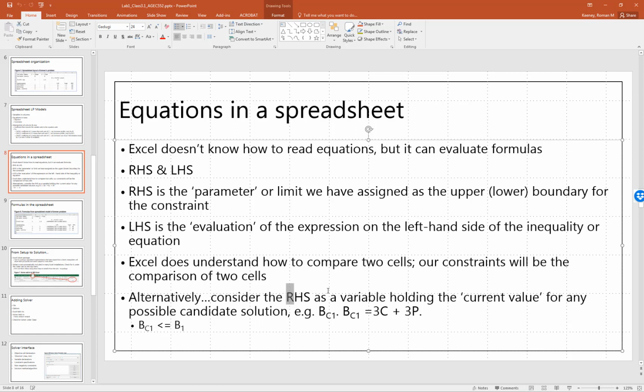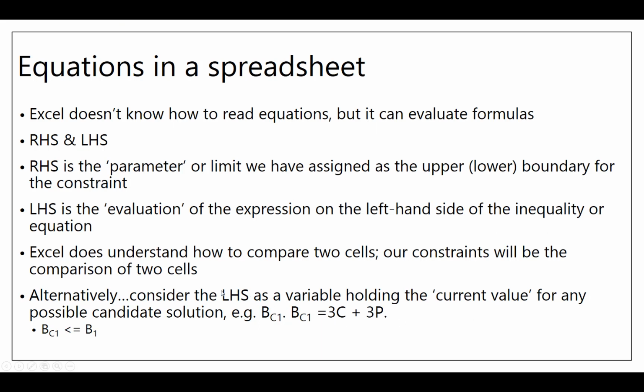You might think of that left-hand side cell, sorry about that, as being a dummy variable. So what you see there is probably going to say right-hand side in the notes. I don't think I will be able to update those where they're posted for you. But that left-hand side could be like a dummy variable. It just holds whatever the current value is for any candidate solution.